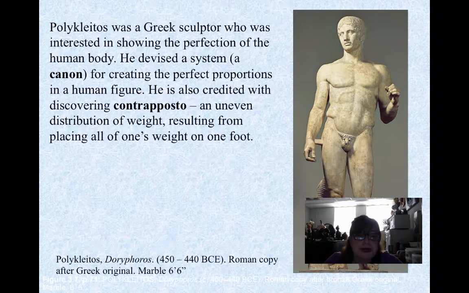And this was sculpted by a guy named Polykleitos, a Greek sculptor. He was interested in showing the perfection of the human body. This is why, when we go back to Greco-Roman times, you see so many statues of naked athletes. They felt that the naked male body was perfection, especially if it had been honed through athletic prowess and so forth. And so Polykleitos devised something that we call a canon, which means it's a system for creating the perfect proportions in the human figure. And that would be called a canon of proportions.